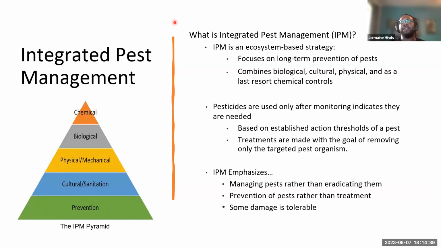Under IPM, treatments are made with the goal of removing only the targeted pests. IPM emphasizes managing pests rather than eradicating them. So there are levels of pests that your garden or farm can tolerate, where they're not economically important. And it reiterates that some damage on your plants is okay, or tolerable.